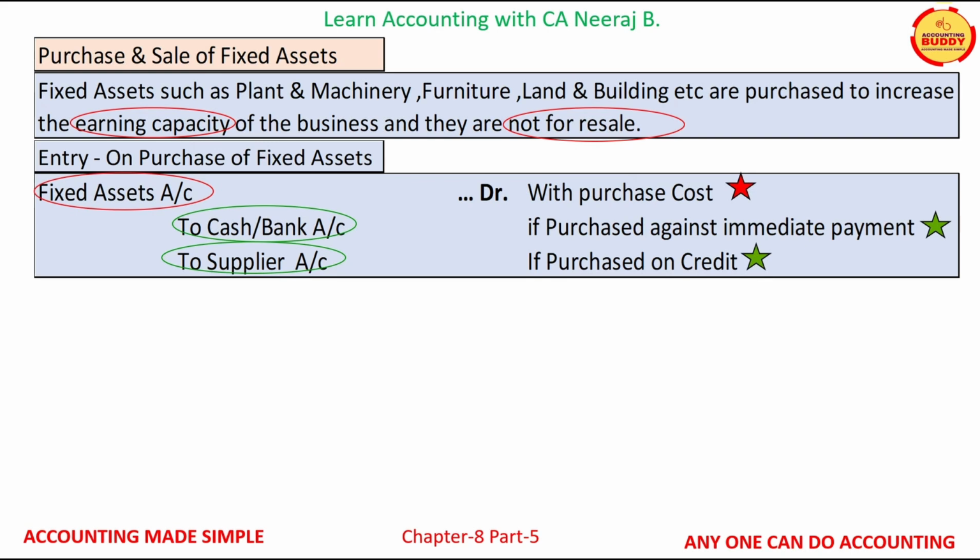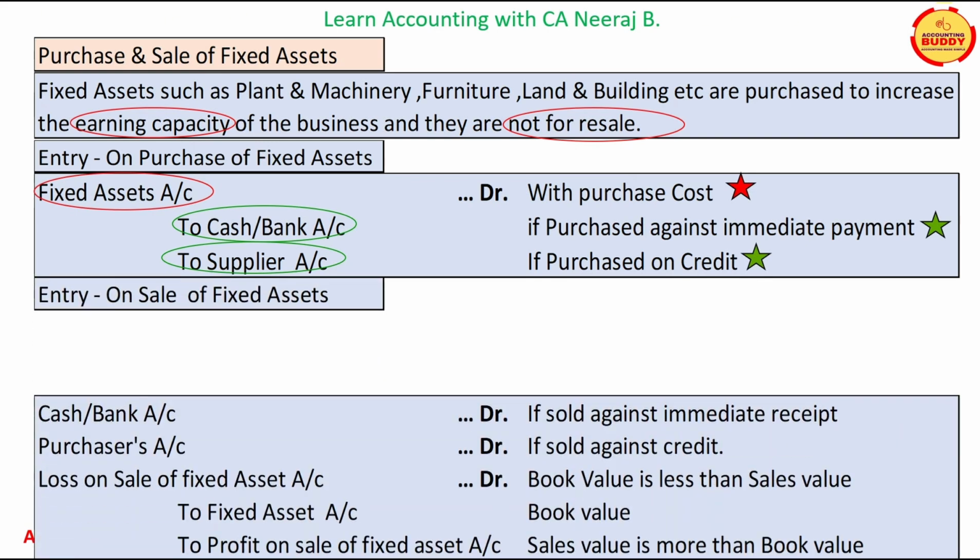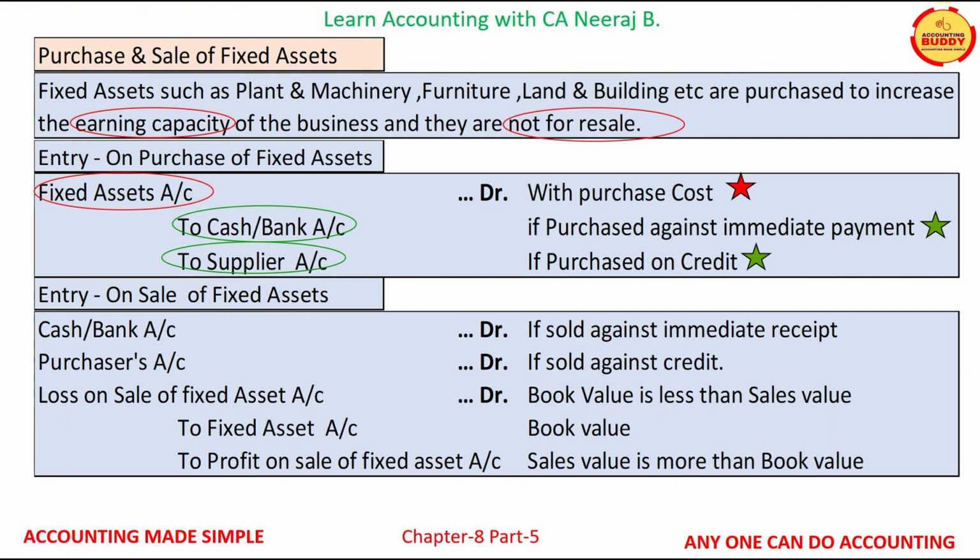Now let us learn journal entry for sale of fixed asset. Below entry is passed when the fixed asset is sold. Since fixed assets are decreasing, fixed asset account is credited with the book value of the fixed asset sold. If fixed asset is sold against immediate receipt, bank account or cash account is debited. If fixed asset is sold on credit, purchaser account is debited.